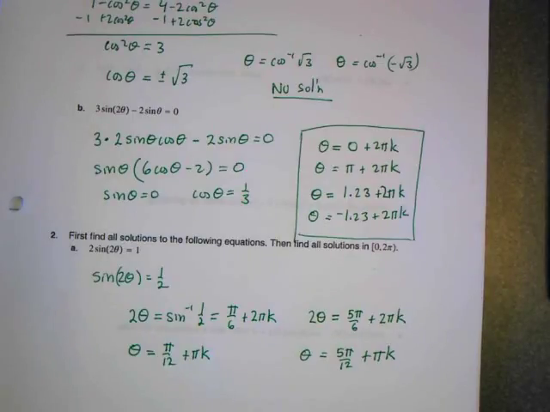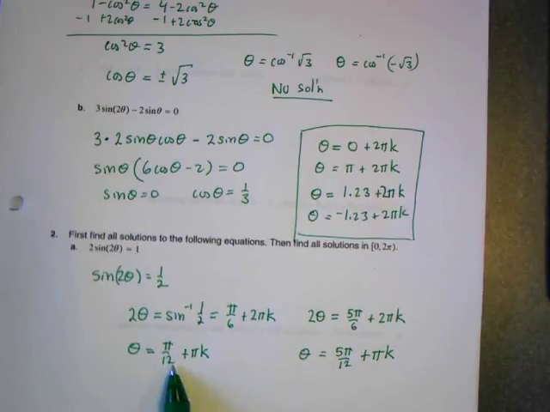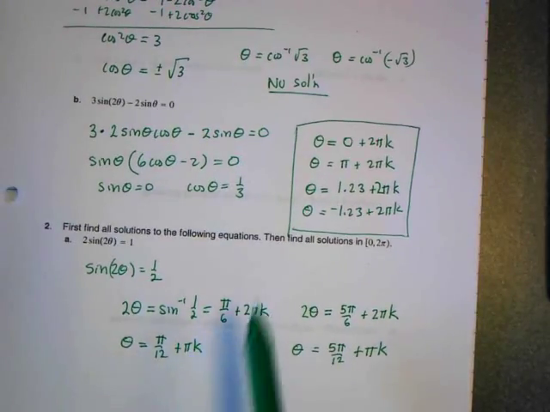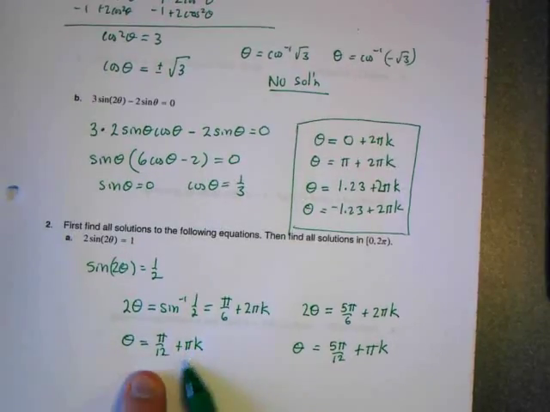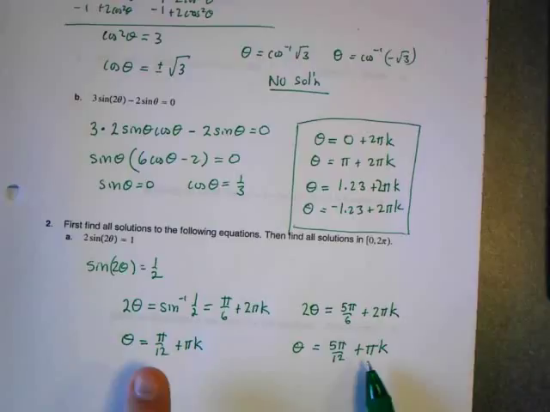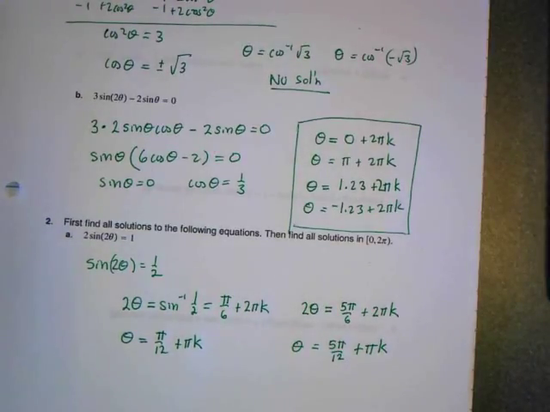We're not quite done yet, because the direction said, first find all solutions. We found all solutions, here they are. Then find all solutions in 0 to 2 pi. So, how do I find all the answers that are only between 0 and 2 pi? Yeah, it's one complete revolution, that's true.